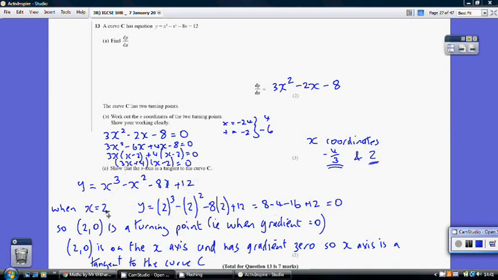So I know that the coordinate (2, 0) is a turning point. It does lie on the x-axis. So (2, 0) is on the x-axis, has a gradient of 0, so the x-axis is a tangent to the curve C.